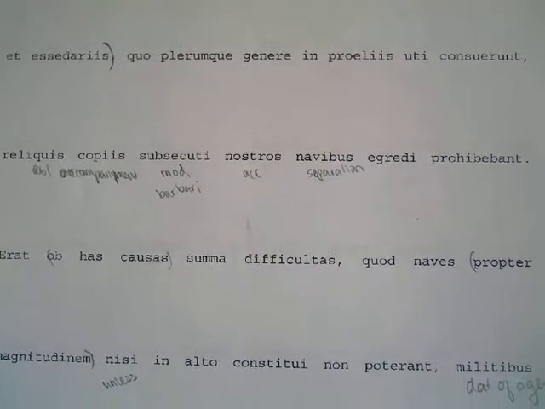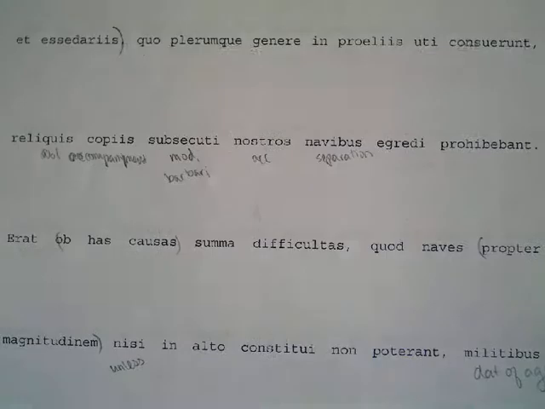Reliquis copiis subsecuti nostros navibus egredi prohibebant. And there at the end we finally have our verb. What are the barbari doing? Reliquis copiis is an ablative of accompaniment. This is just what it sounds like. It means something is accompanying someone else. So if you say, I go to the store with my family, that is an ablative of accompaniment. It's almost always with a preposition, so it's interesting that here there's no preposition. I mean, you always use cum. So like, cum familia, with my family. So they're doing something with these things.